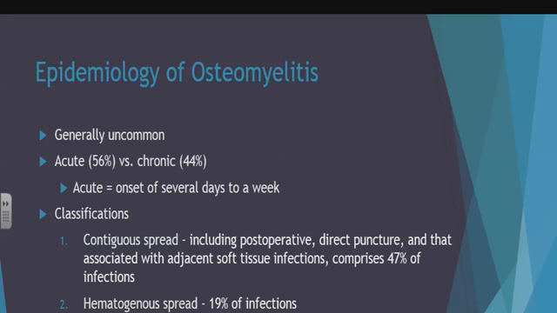Another type of infection would be hematogenous spread, meaning there's an infection elsewhere in the body, and then the spread of that organism would inoculate into the bones and cause the infection there in the bones. And this is less common. I don't typically run into that scenario.